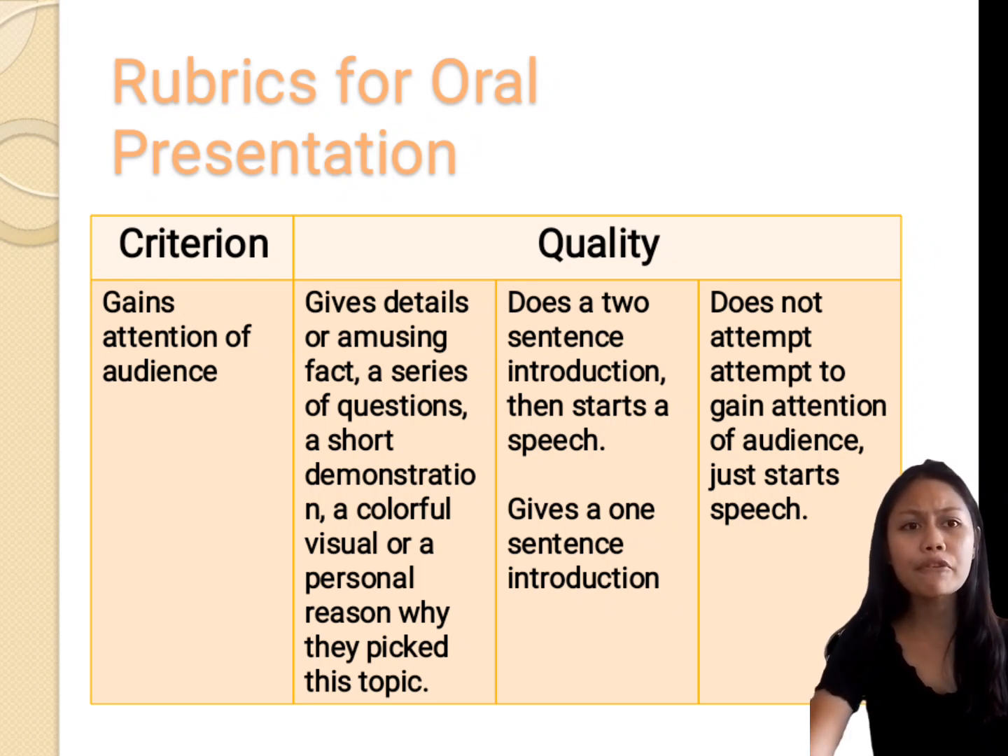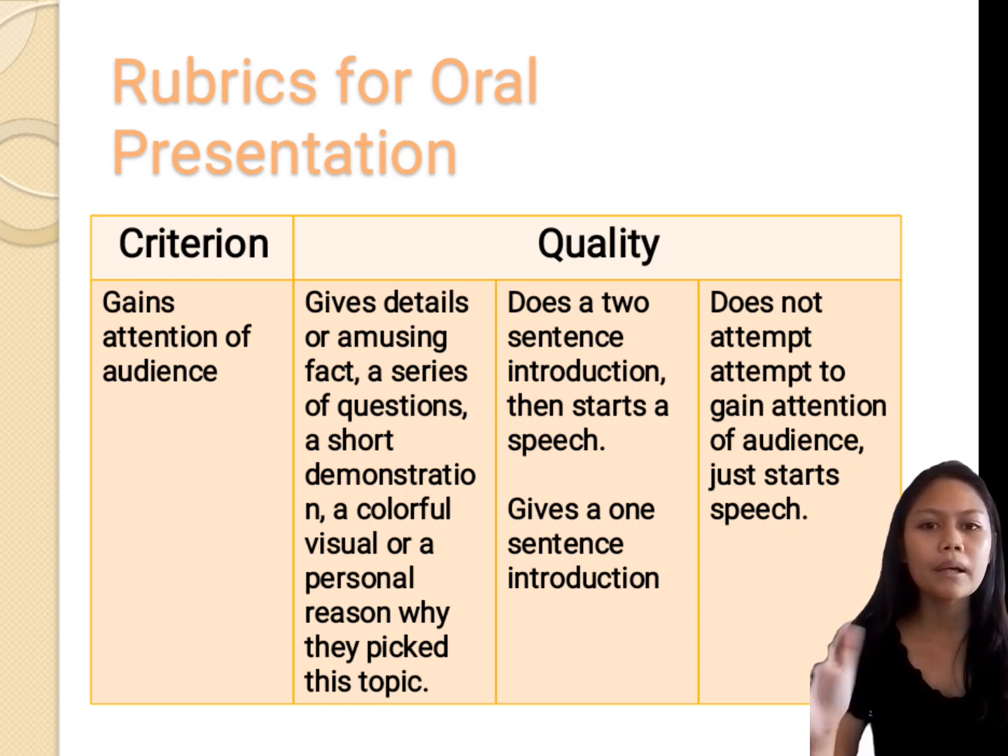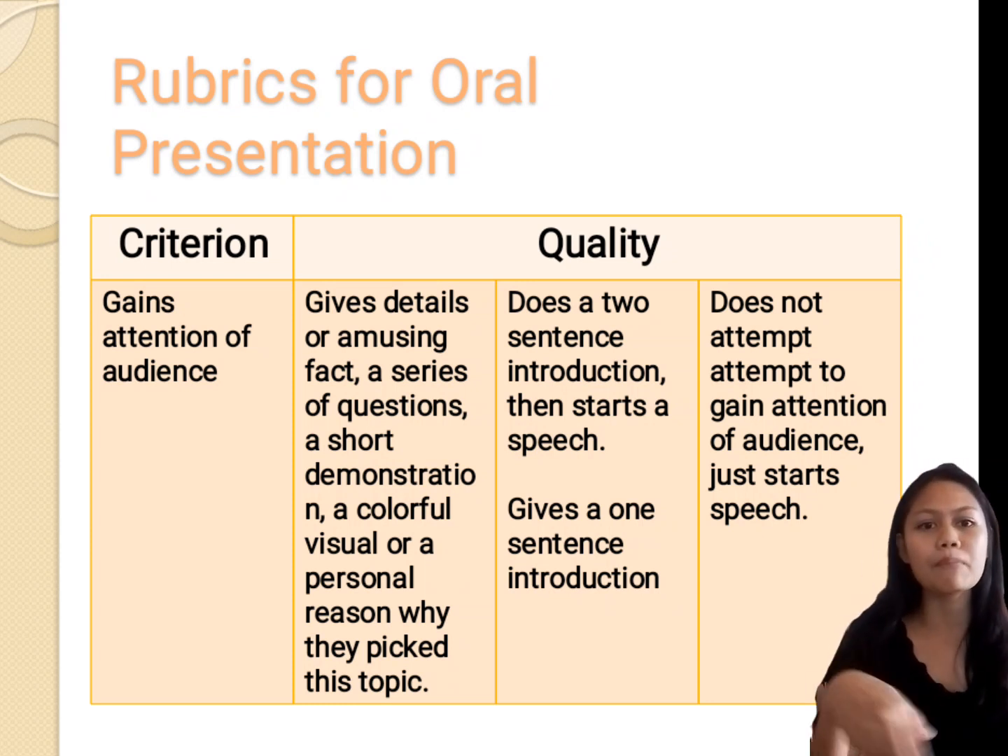So the quality for this rubric is that it has details or amusing facts, a series of questions, a demonstration, a colorful visual, or a personal reason why they picked this topic. These are the qualities you need to have to make your oral presentation perfect. If the teacher is not satisfied, you only give a 2-sentence introduction, then start the speech, or you only give a 1-sentence introduction. It is brief, so the presentation you gave is not satisfying.